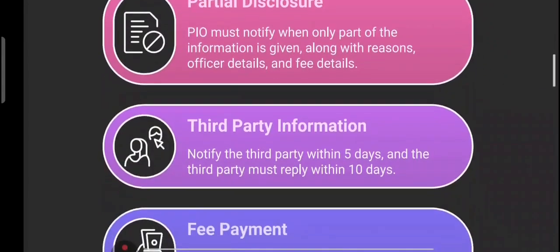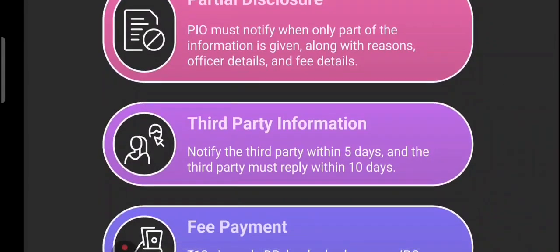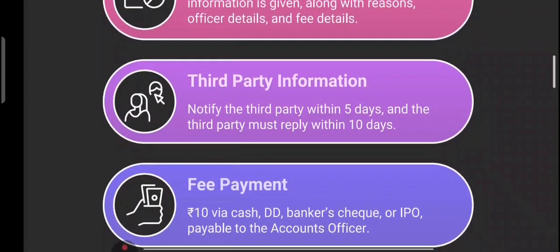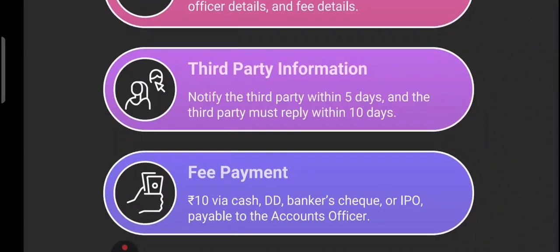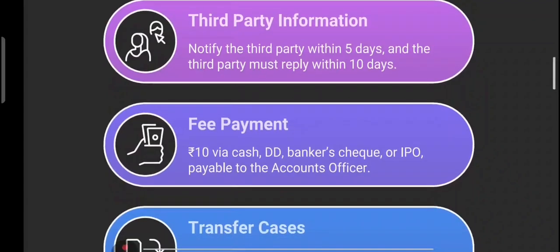Then we have third party information. Try to understand, if your request affects another party, they will be informed within 5 days and must reply within 10 days. So suppose your request affects another party, the third party will be informed within 5 days and they must reply within 10 days. Then we have fee payment. You will need to pay ₹10 through cash, demand draft, check, or IPO addressed to the account officer.